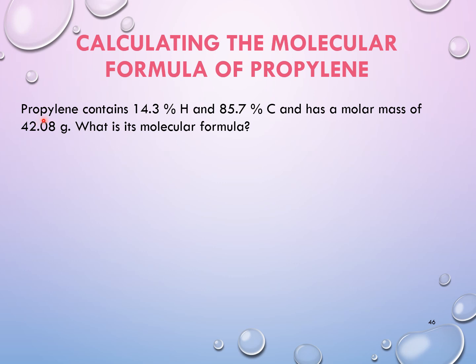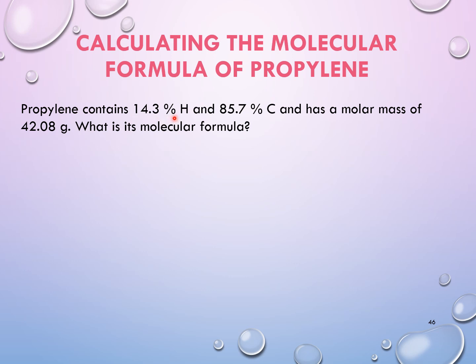Next question. Propylene contains 14.3% H and 85.7% carbon. It has a molar mass of 42.08 grams. What is its molecular formula? This is the question where you have to first solve for the empirical formula, find the empirical mass, and then take the molar mass and divide by the empirical mass. Then you can get the multiplication ratio for the molecular formula. So let's go ahead and start.